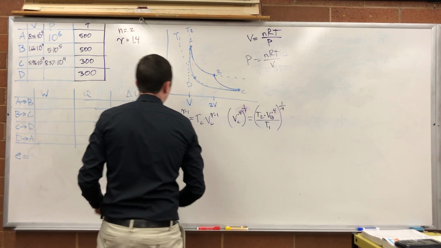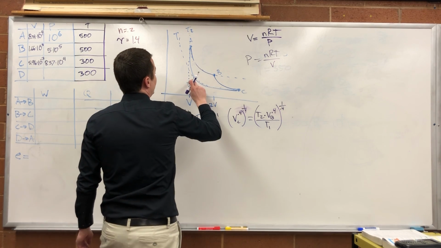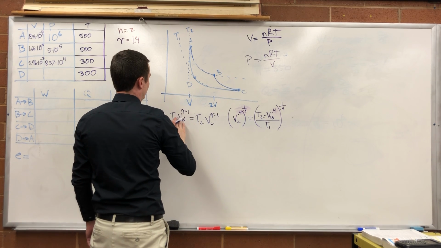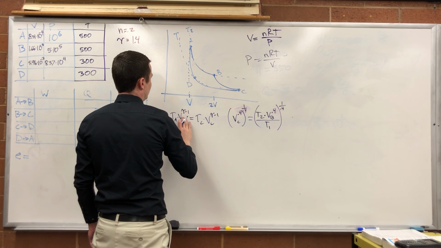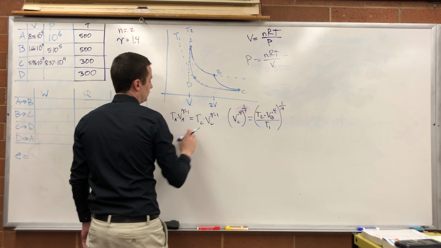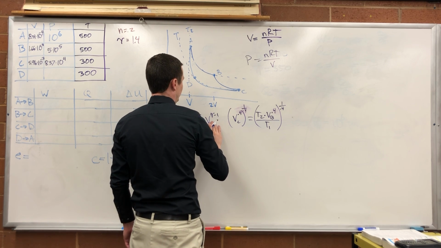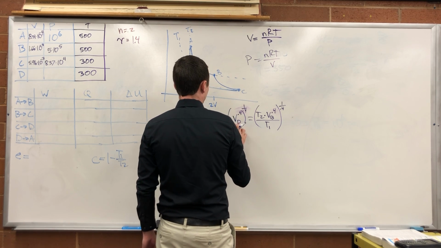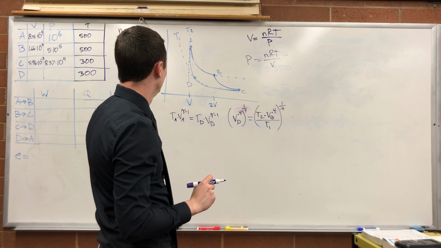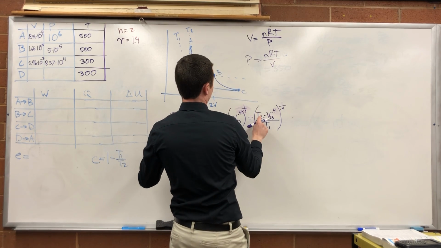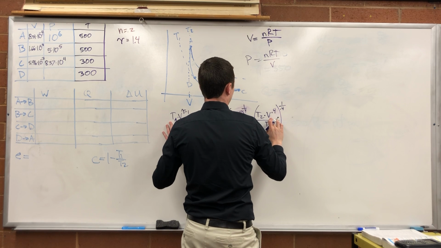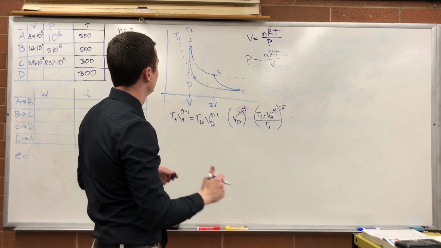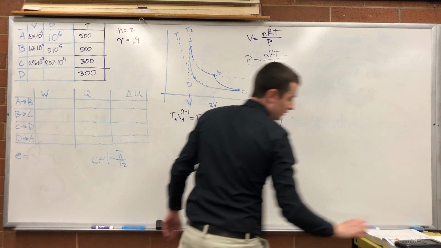So, yeah, from A to D is also an adiabatic process. And so I know the temperature at A times the volume at A to the gamma minus 1 is equal to the temperature at D times the volume at D to the gamma minus 1, which gives me that the volume at D is equal to the temperature at A, which is T2, times the volume at A, divided by the temperature at D, which is T1. Nice. Okay.